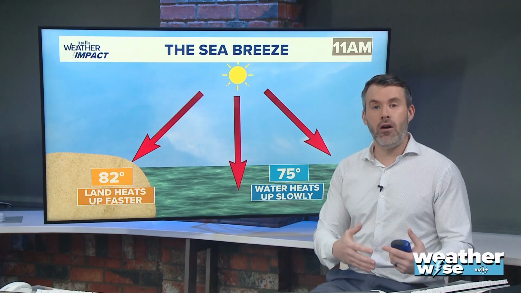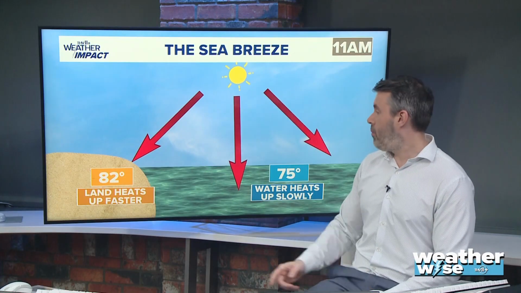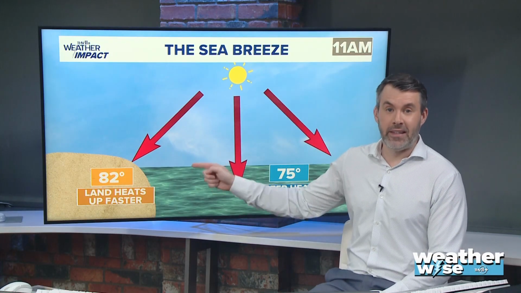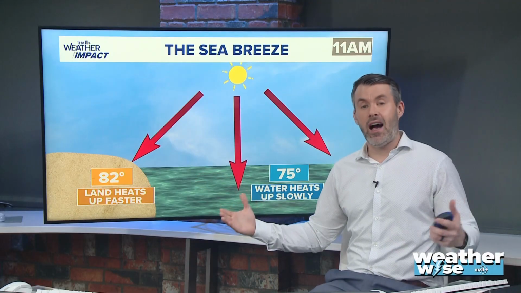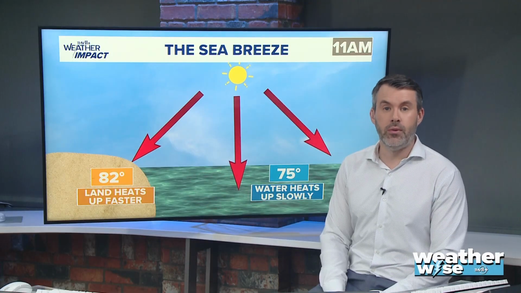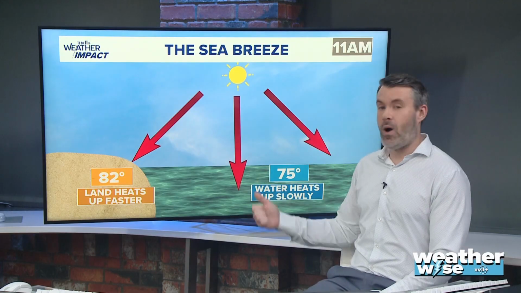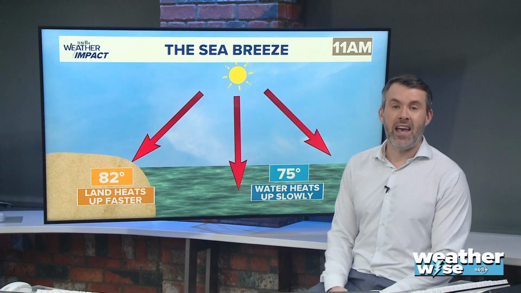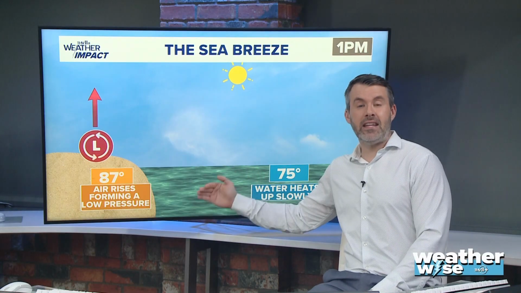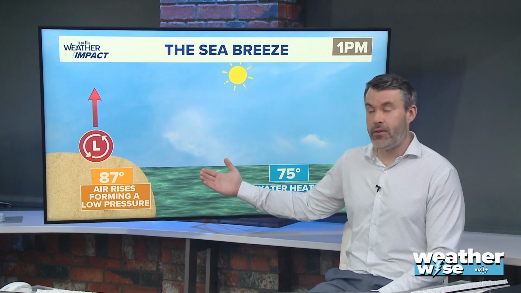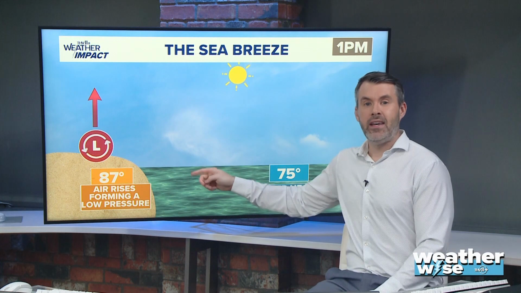Water takes a longer time to warm up versus the land. The land is going to heat up much faster. So now, say around 11 o'clock, the temperature is warmed up to 82 degrees. Meanwhile, the water is unchanged at 75 degrees. What happens with this is the land continues to warm up, 87 degrees around 1 o'clock.